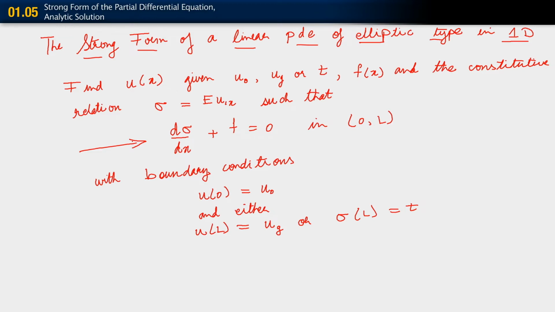Additionally, you observe that when we account for this constitutive relation, what this implies is that if we substitute that constitutive relation for sigma in the partial differential equation, what we get is the following form. We get d dx of sigma, but sigma itself is E du dx, plus f equals 0 in the open interval.